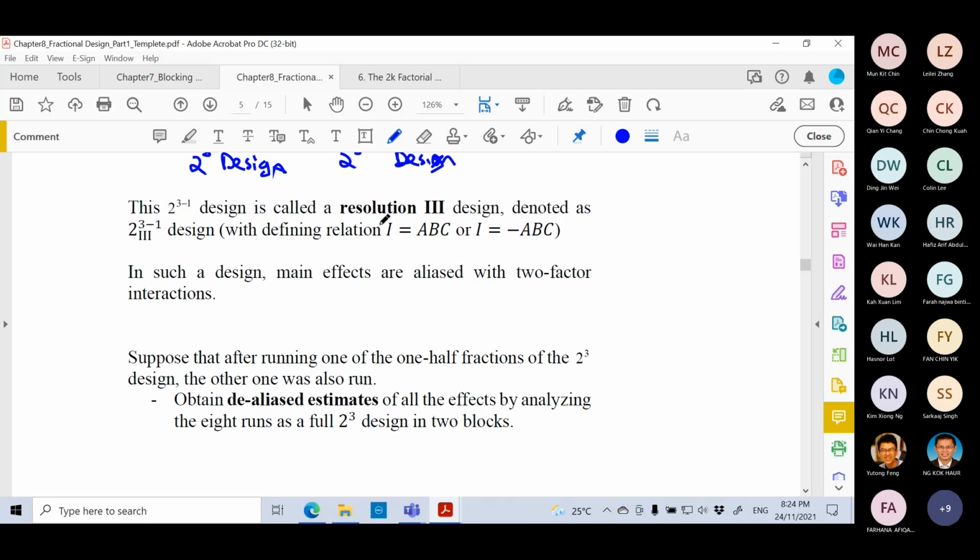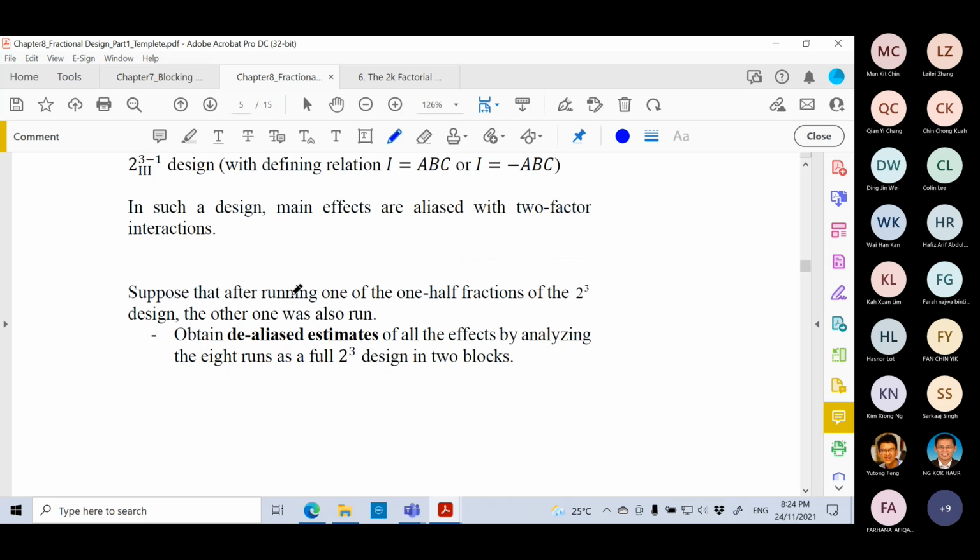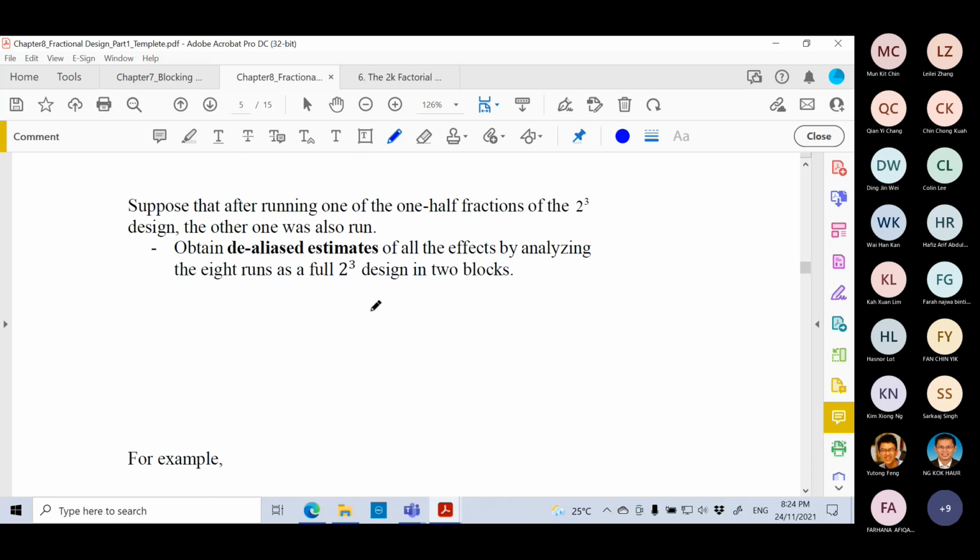second half. Okay. So suppose after the run of one of the 1/2 fractions of the 2 power k design, the other one was also run. So if you run all, it means that you get all the information. Okay, so I will show you the diagram of how we want to say this. Obtain the de-aliased estimates of all the effects by analyzing all 8 runs as a full 2 power 3 design in 2 blocks.